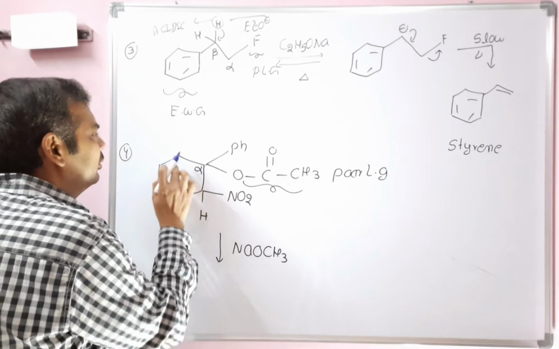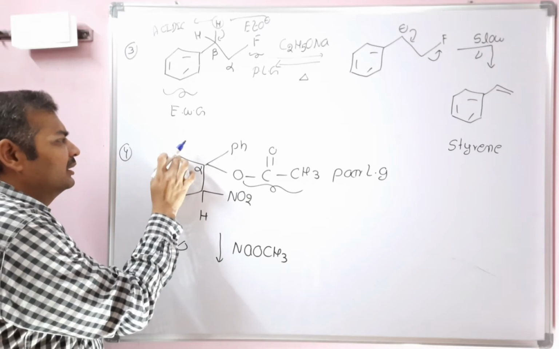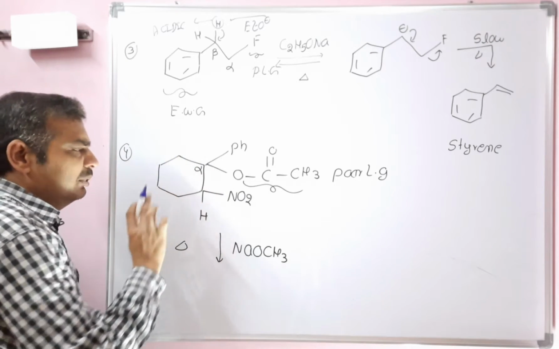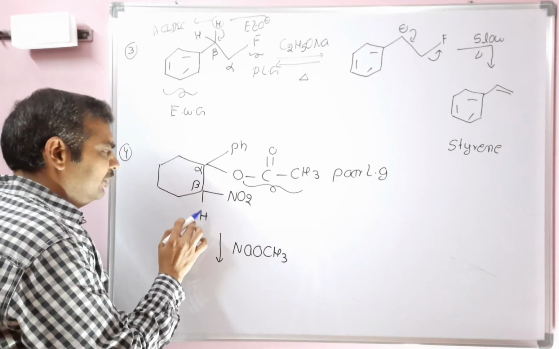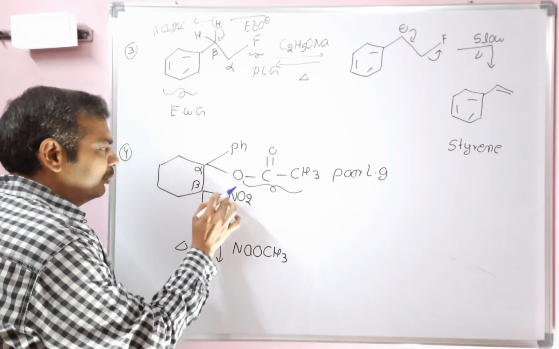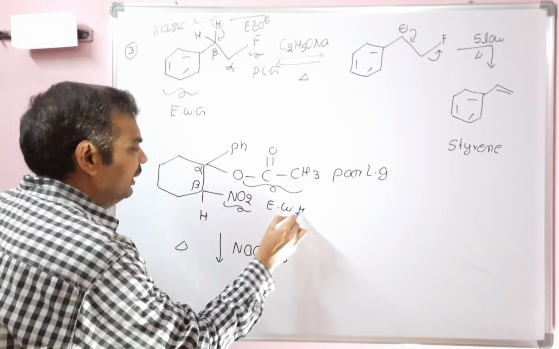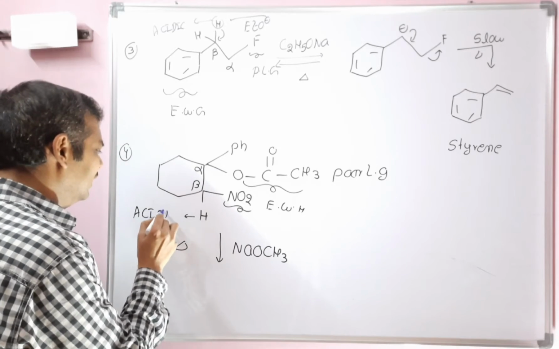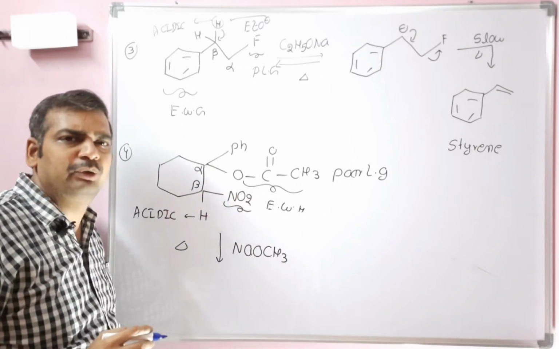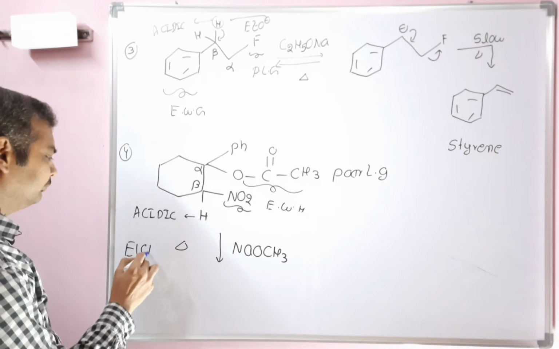Alpha carbon, two beta carbons are there, but this hydrogen is not acidic. Why? Because on this hydrogen-attached carbon there is no withdrawing group. Coming to this beta carbon, the hydrogen-attached carbon is attached to an electron withdrawing group, so this beta hydrogen is acidic. Since beta hydrogen is acidic and a poor leaving group is there, it will undergo the E1CB mechanism.